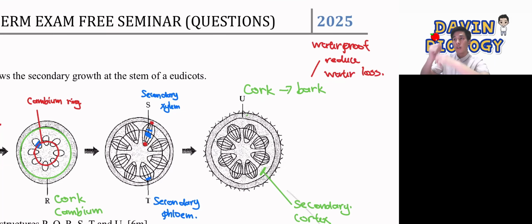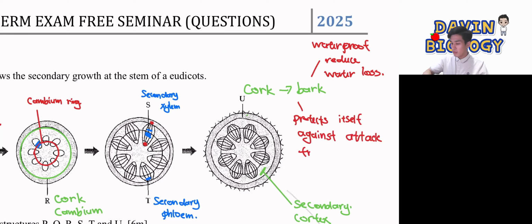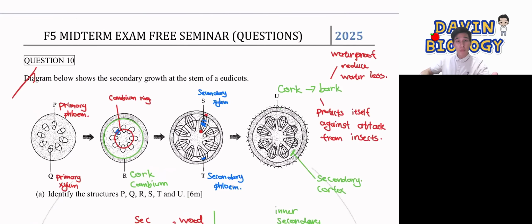Number two, this surface is very hard. Yes, very good. This hard surface will prevent insects from biting the stem. It needs to prevent insects from absorbing nutrients and water from it. So you can say it protects itself against attack from insects. Pathogens, yes, you can say that also. But these are the two main functions.